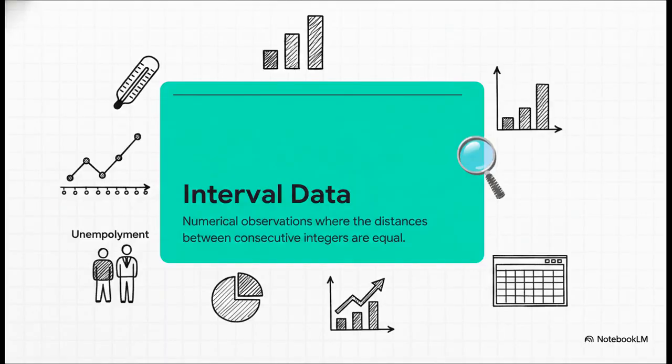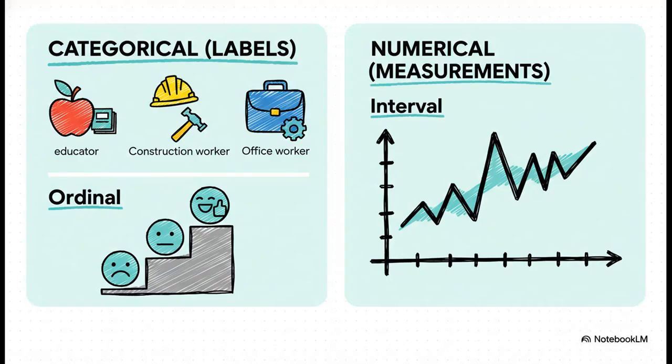And finally, we get to interval data. Now, this is what most of us just think of as numbers. These are real, actual measurements where the distance between the values is equal and meaningful. Think about temperature. The difference between 10 degrees and 20 degrees is the exact same as the difference between 20 and 30 degrees. And this is what our unemployment numbers are. So let's just recap real quick. On one hand, you've got your categorical data, which are basically just labels. You've got nominal for simple categories like a job type, and ordinal for ranked categories like a survey response. On the other hand, you've got your numerical data, our interval data, which are for actual measurements like, you guessed it, an unemployment rate. Getting this distinction down is absolutely the first step to getting clarity.